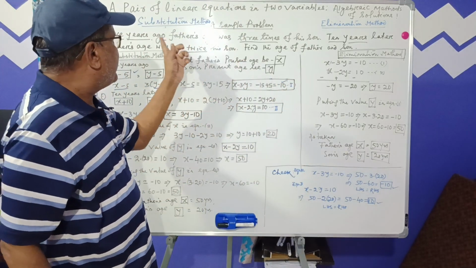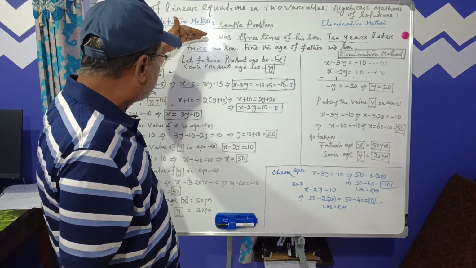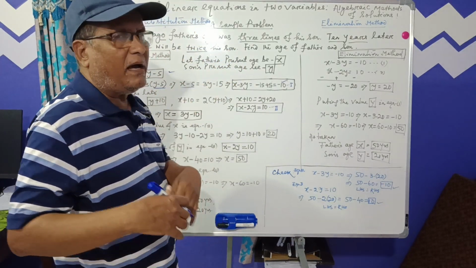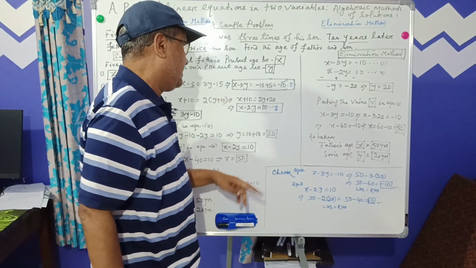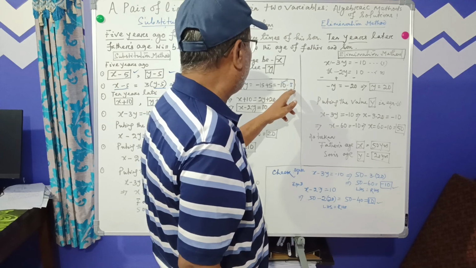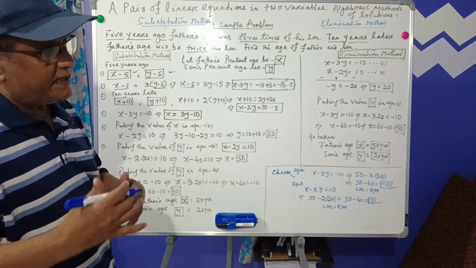From the statement, this is called conversion of a word statement to an algebraic expression. That is called conversion. This is very important. So we got equation number 1. Then let us find the second equation.